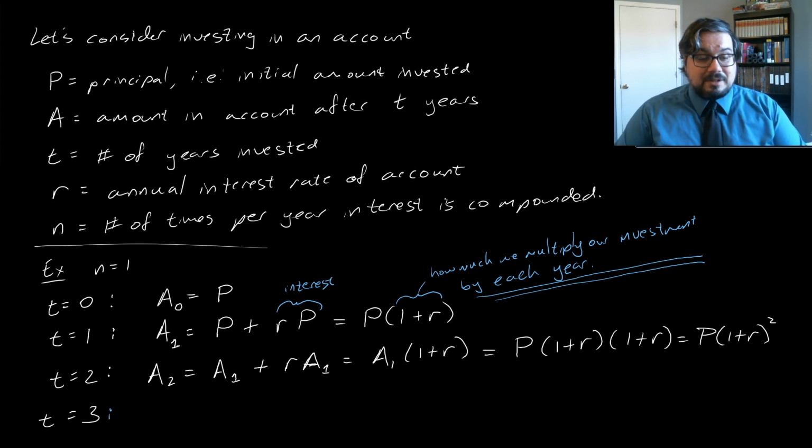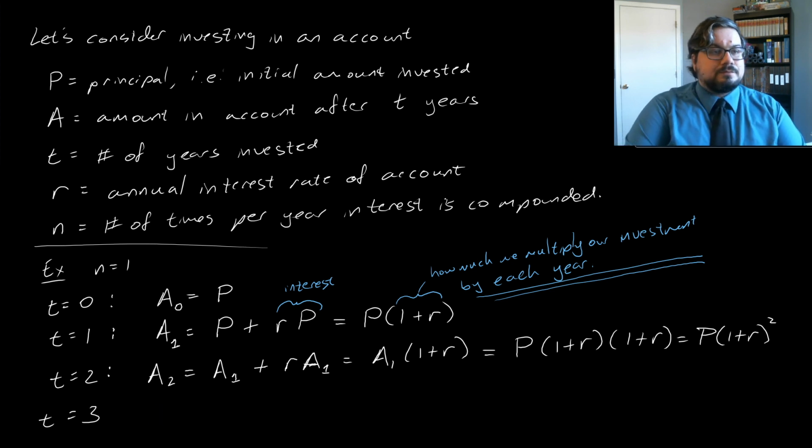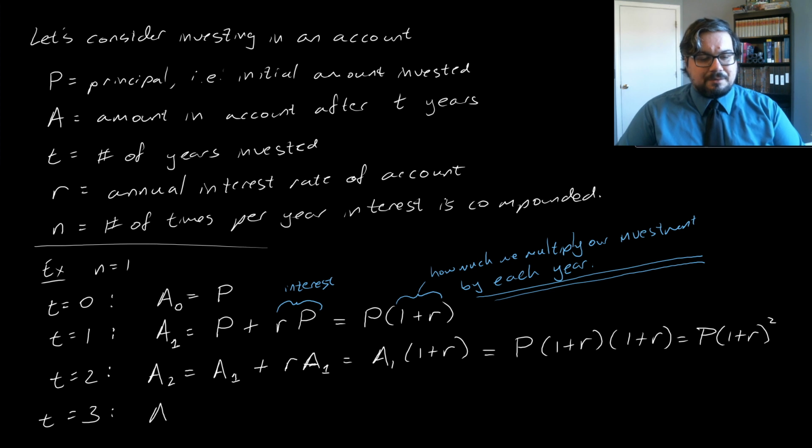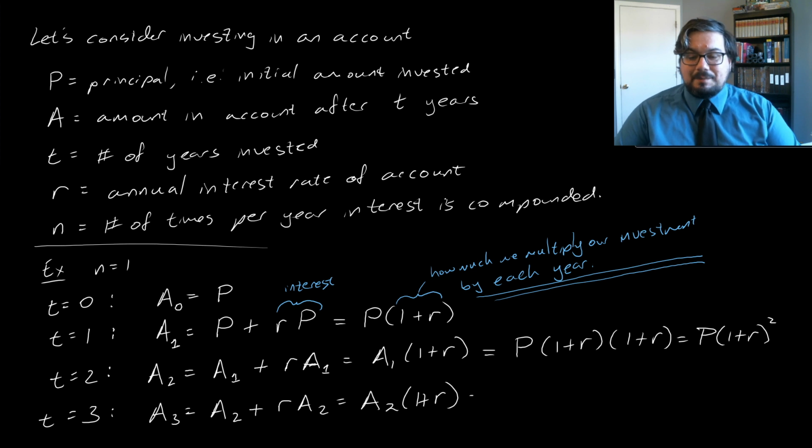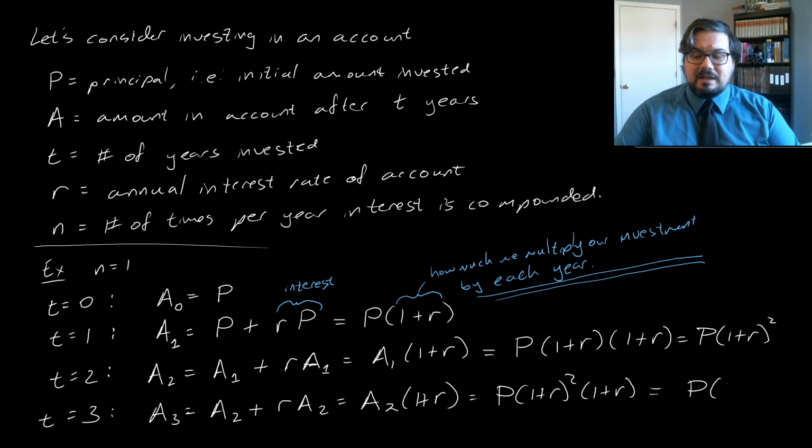And in fact, when we go to time 3, the amount we have after 3 years is going to be the amount we have after 2 years plus the interest rate times the amount we had after 2 years, which is a2 times 1 plus r. But a2 is p times 1 plus r squared. And so we get p times 1 plus r cubed.